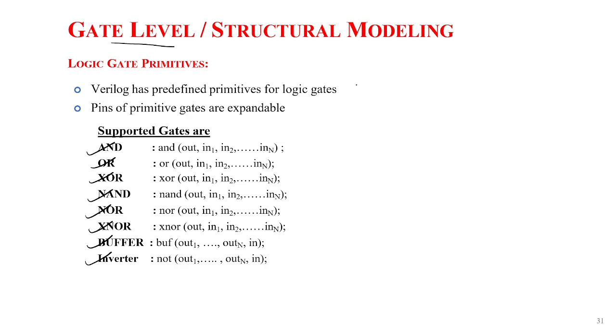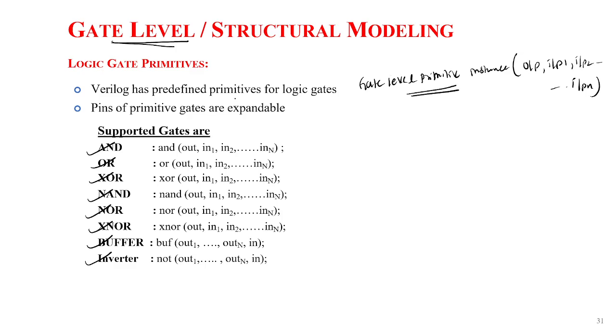So what is the syntax? In gate level modeling, you have the gate level primitive, whatever primitive you are using, followed by the instance name, followed by the output, then input 1, input 2, and so on up to input n. This is the syntax for gate level modeling.